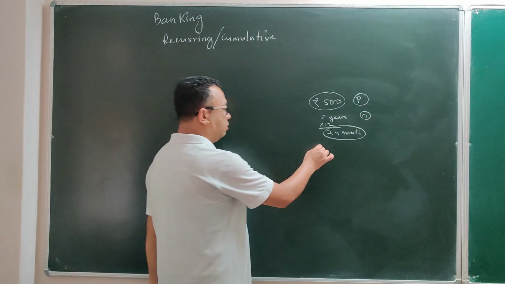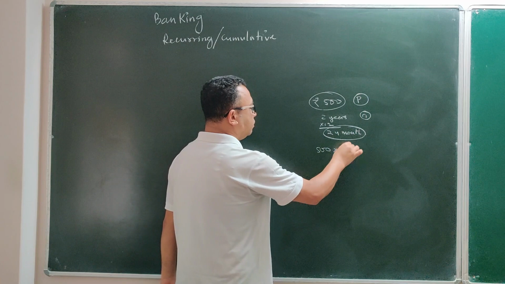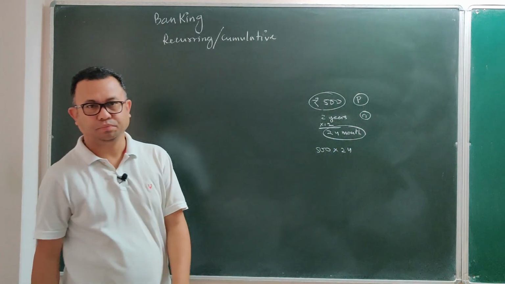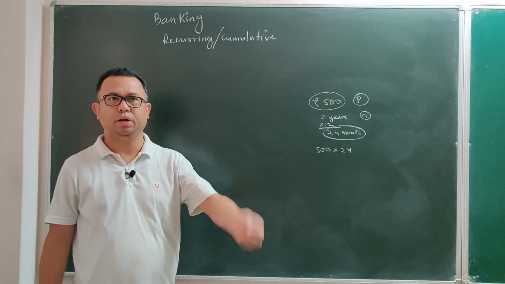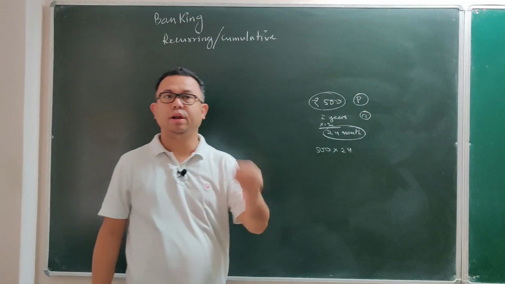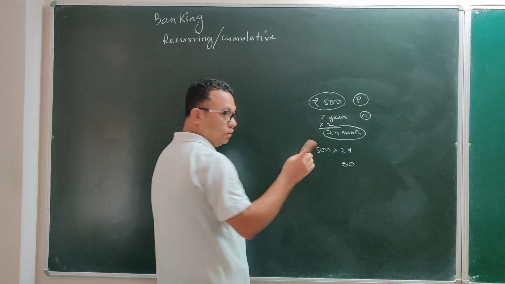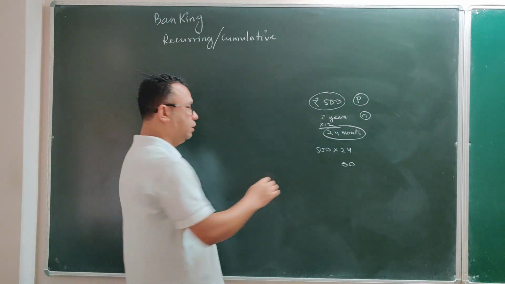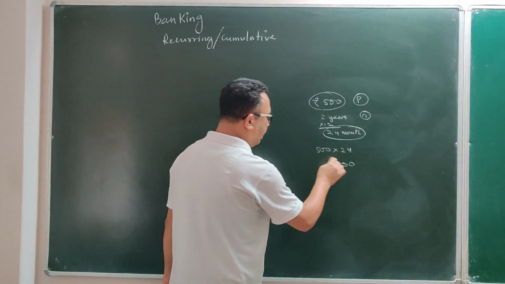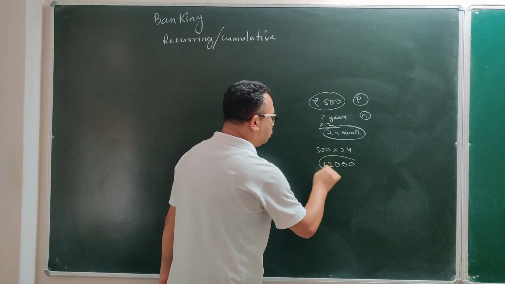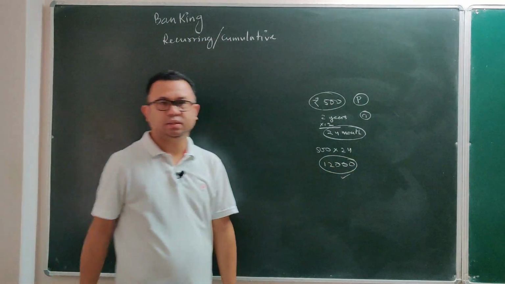Now see, 2 years completed means you have deposited for 24 months. So every month you go and deposit 500 rupees for 24 months. Then how much have you deposited? The money that you have deposited for 2 years: if I multiply 500 by 24, that means 12,000 rupees is what you have deposited for 2 years.